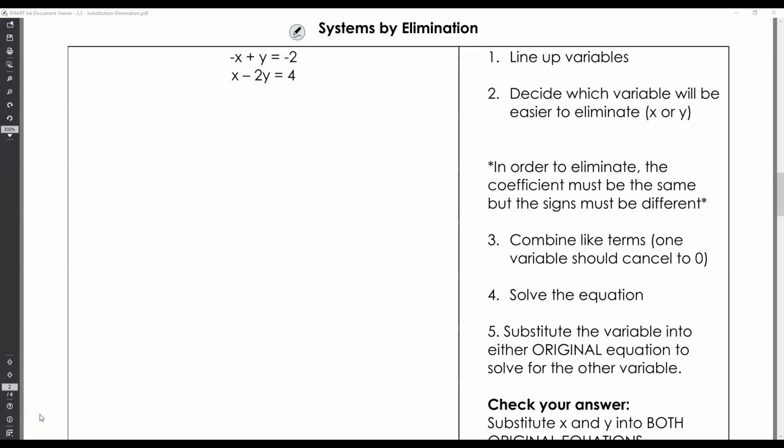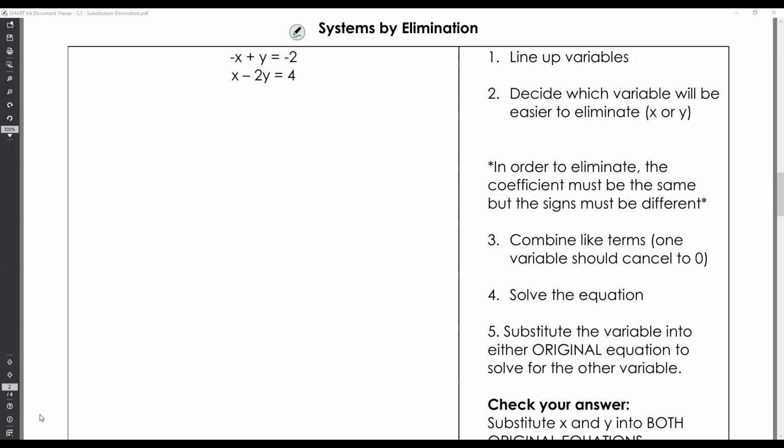Today we're going to look at systems of equations using the elimination method. So, normally for substitution we would look for a lonely letter. Well, elimination is a little bit different, a little bit similar. When we use elimination, we want to line up our variables, so our x's are together, our y's are together, our constants are together.